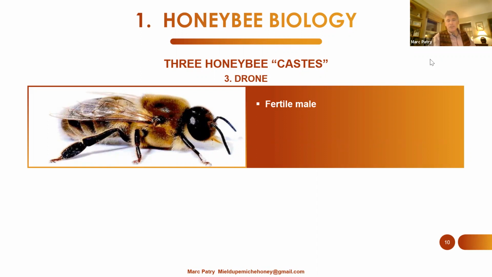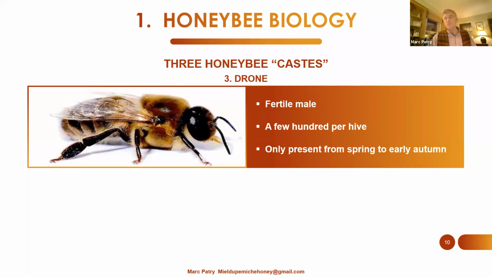So yes, the drone is a fertile male. There are only a few hundred per hive. And they're typically only present from spring to early autumn. Though I was visiting my hive just a couple of days ago and I saw a drone flying around. On the weekend it was about 0 degrees and a few little bees were flying around and I saw a drone. I was very surprised. I didn't think there were any there in the winter. I did some further research and learned that some of them may survive through the winter. So it's not completely unheard of to have them in the hive after the autumn.